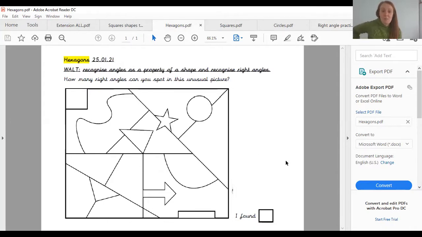Your job is to find as many as you can and write your answer in here and send them across to us, because we would like to know who found the most right angles in your shape. So hexagons, that's your job today, alongside all the other things you've had to do.